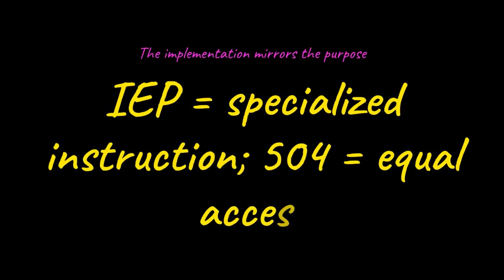When a test item describes a plan delivered by a special educator with a full team and annual goals, that is an IEP. When accommodations are delivered by the classroom teacher with a small team, that is a 504 plan. The implementation always reflects the underlying legal purpose.